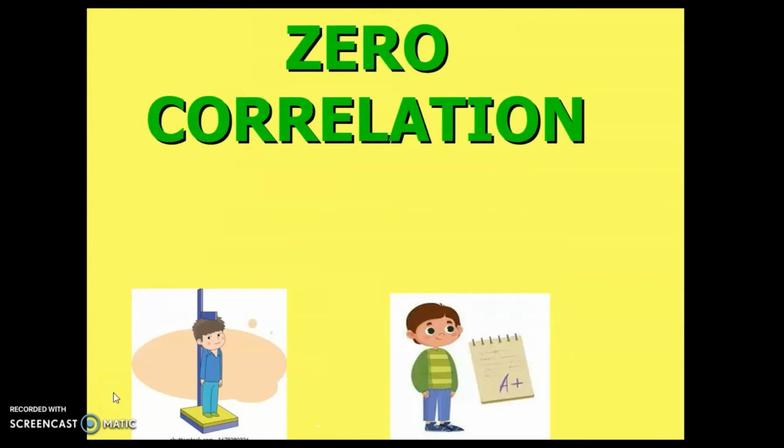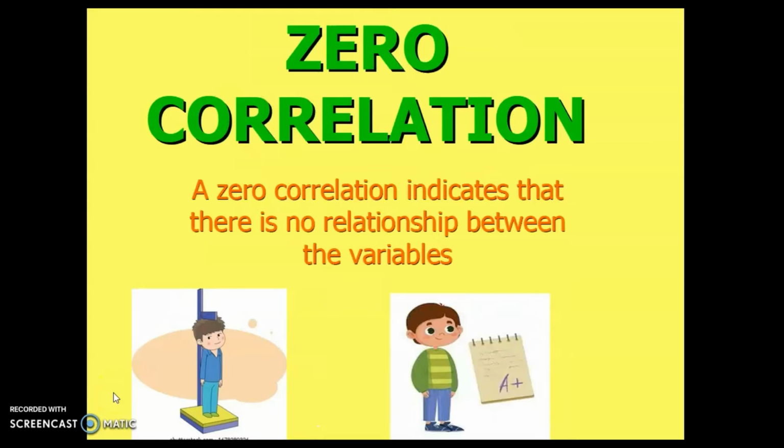So next is zero correlation. A zero correlation indicates that there is no relationship between the variables. As you can see the boy measuring his height and the next boy with his grades have no relationship between each other. So this is an example of zero correlation.